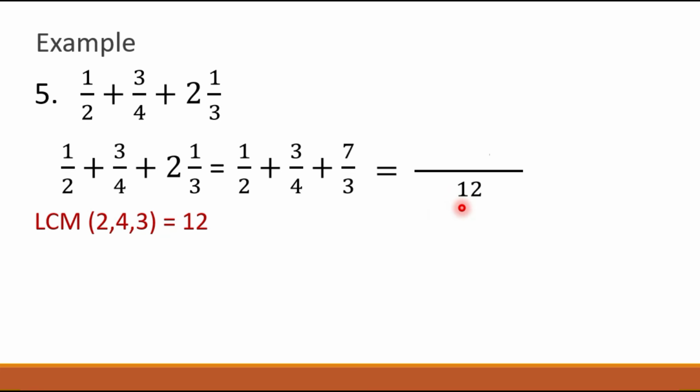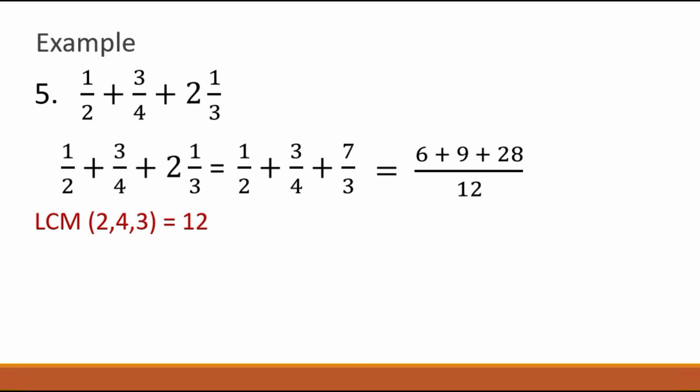So we have 12 divided by 2, that's equal to 6. 6 times 1, that's equal to 6. Copy the plus sign. Next, 12 divided by 4 is 3. 3 times 3 is equal to 9. Copy the plus sign. 12 divided by 3 is 4. 4 times 7, that's equal to 28.